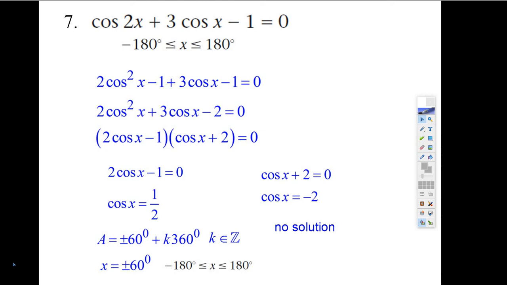Okay, here's the next couple of questions on solving trig equations, and here it is. They've got cosine of 2x plus 3 cos x minus 1 equals 0. They want to find all the solutions that work between 180 degrees and negative 180 degrees. Okay, now there's a list in the notes that we get today for this Saturday workshop.